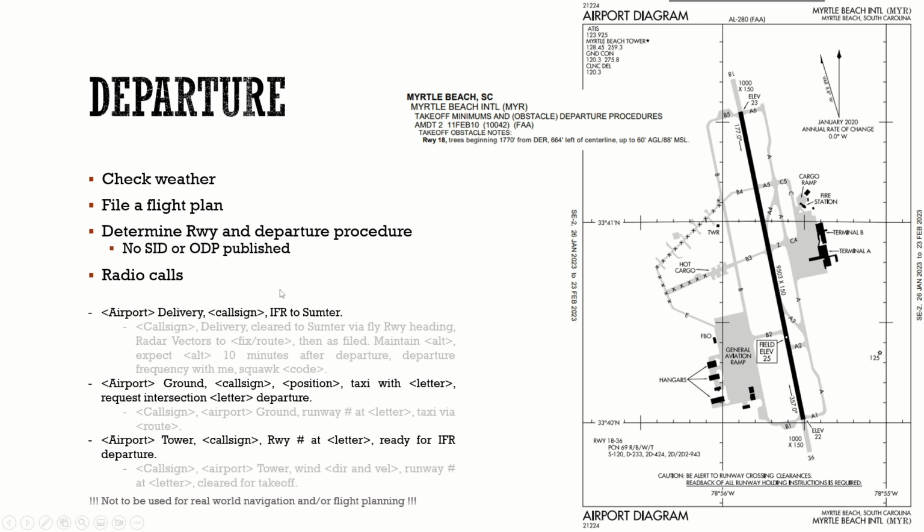So departure. As always, even though we are doing this briefing, check that weather shortly before departure. File a flight plan and determine runway and departure procedure. That's like, we will do that now. Winds are currently favoring runway 18. I have copied the takeoff minima section for Myrtle Beach, and it doesn't have any departure procedure.